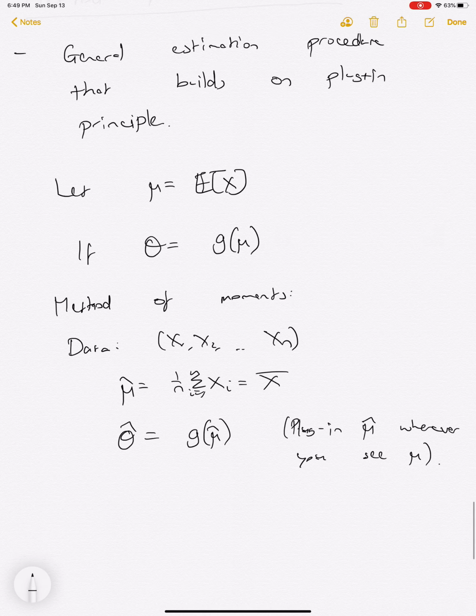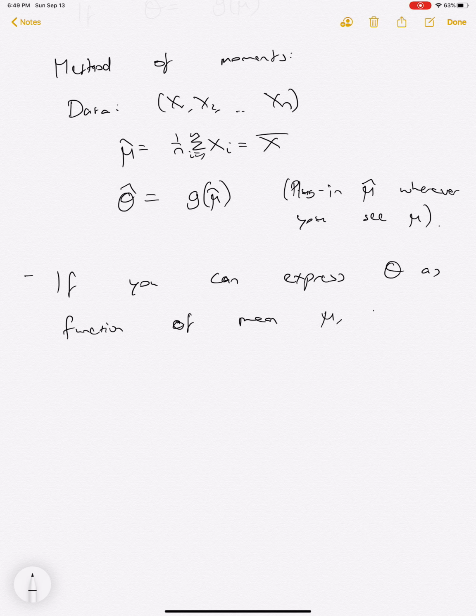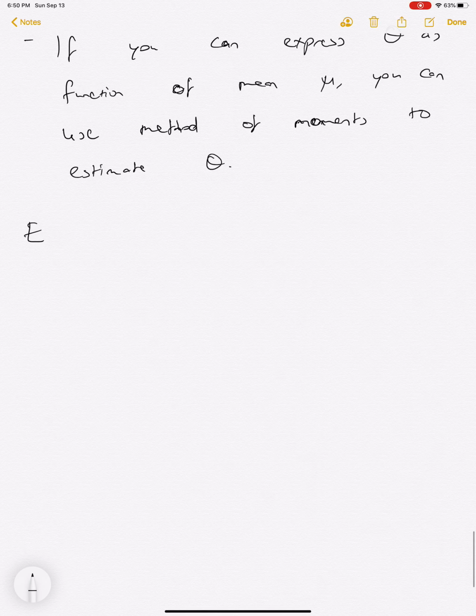This is very useful because if theta is a function of the mean mu, you can use method of moments to estimate theta. Let's now illustrate this with an example.